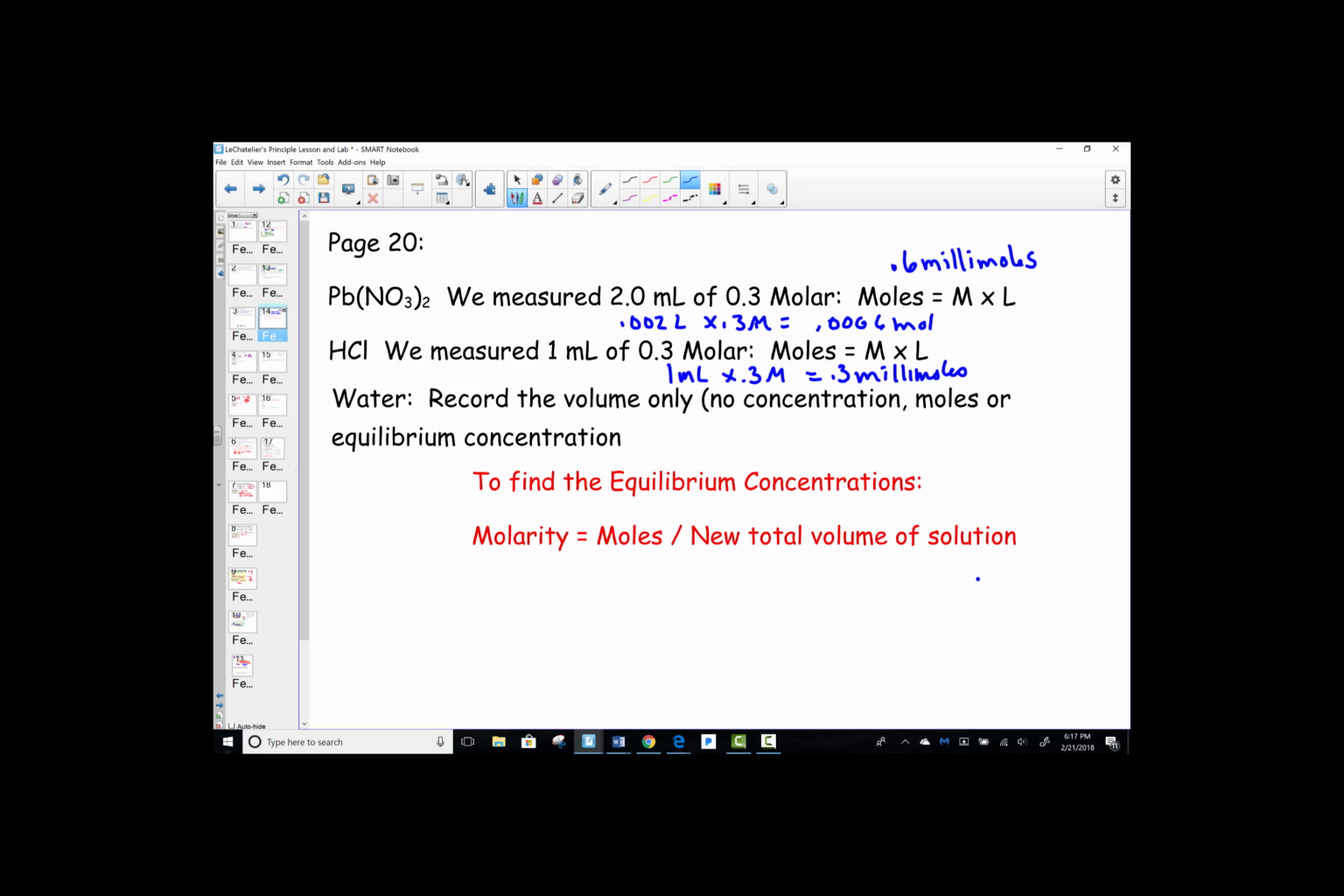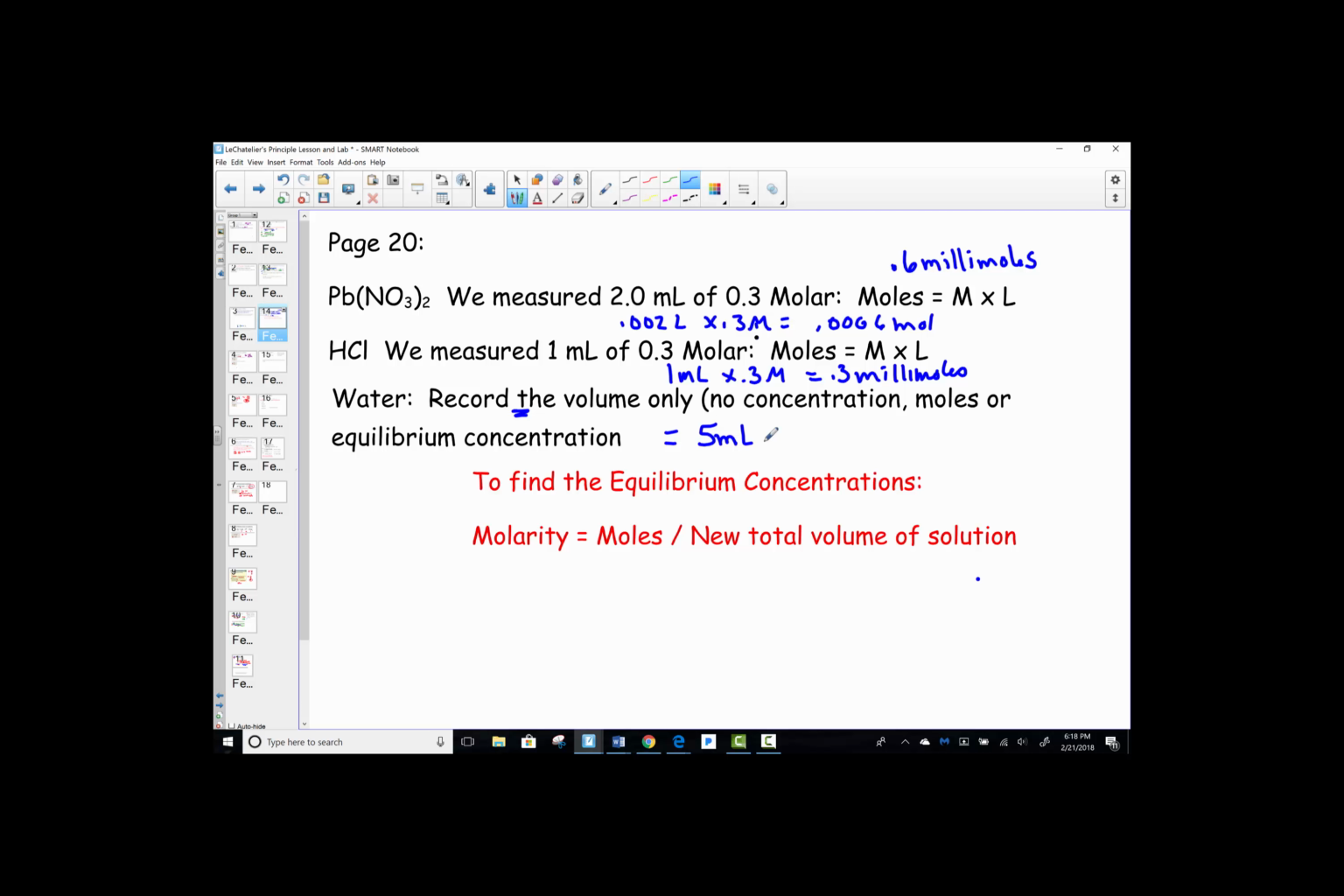Now the equilibrium concentration needs the value of water. How many milliliters of water did you add to get all the ions to disappear? Now, I don't know what it will be. Let me just make up a number and say it was 5 mL. I don't know, but I'm going to write that volume down. I'm just going to say, let's say it's 5 mL. It might be 20, it might be 3. You're going to have to find that out in the lab.